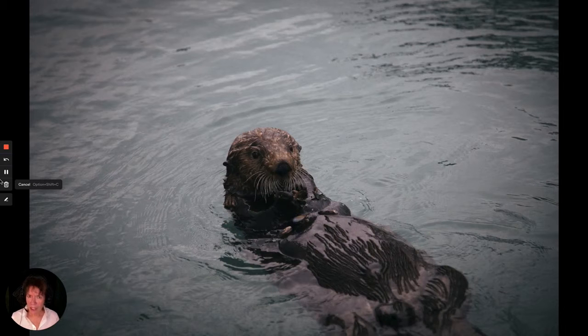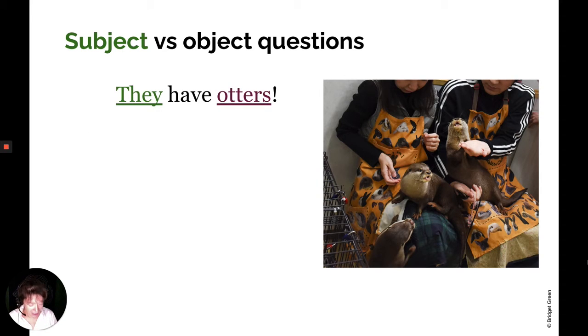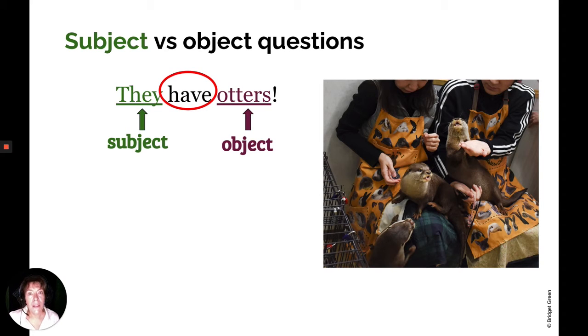Right. Do you know this animal? It's called an otter. Repeat after me. Otter. Otter. Right. Look at these people. Do you see how cute they are? Oh my gosh. They have otters. And now we're still working with subject questions, right? They have otters. So we have the subject and the object. And notice they is plural, so they have otters with an S, right?